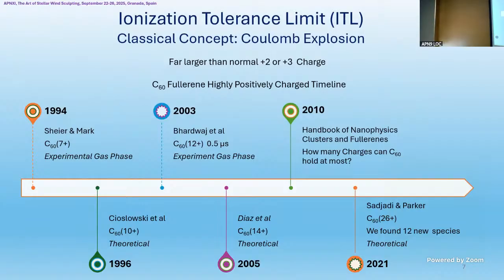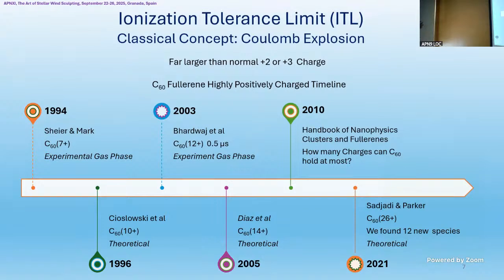C60 plus was detected in 1994. So basically, the area of chemistry, which was all confined to just plus 2 and plus 3, was completely changed because of the C60 polarity. We shouldn't expect that such a molecule, or let's say the cation, could exist. And then in 1996, Cierlowski said that no, the limit is 10 plus, so we can't have more than 10 plus.